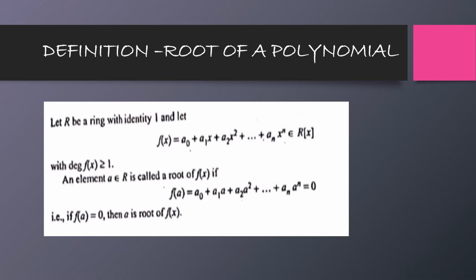Now we move on to the definition of a root of a polynomial. An element a which belongs to R, so from R I'm going to take an element a that I declare as a root of that particular polynomial f of x, if I substitute that a inside the polynomial, I get a naught plus a1 into a plus a2 into a square plus so on plus an into a to the power n, which is equal to 0. So what does it mean? If I substitute f of a, if I declare any element in R to be a root, it should satisfy that particular equation.